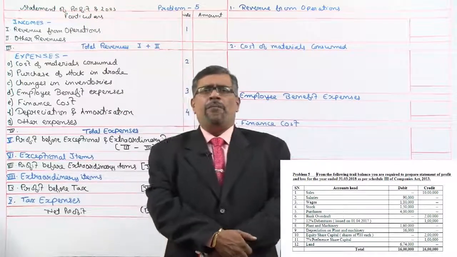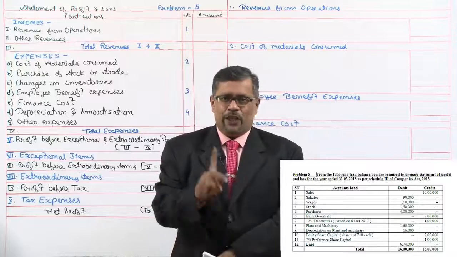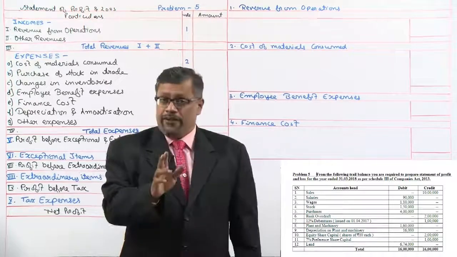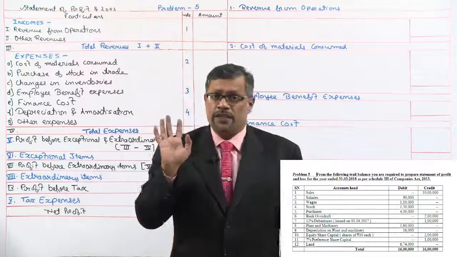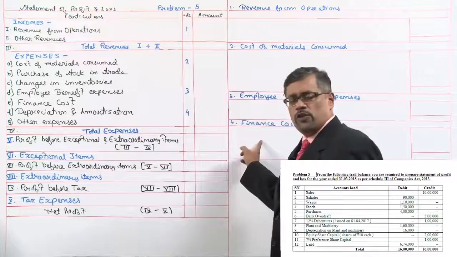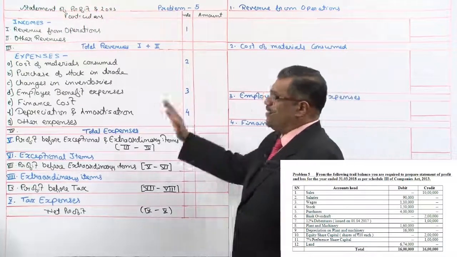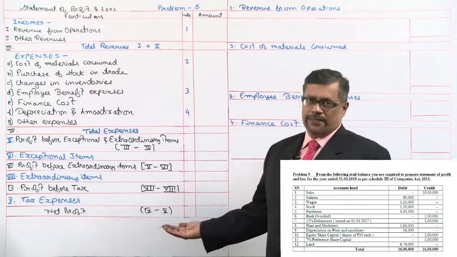Then bank overdraft, it's a liability, not to be taken here. Then they have given you interest. Interest is covered under finance cost. That is the reason why a note on finance cost has also been prepared. So now let's see how to complete these notes, enter in the statement and how to get the final answer.